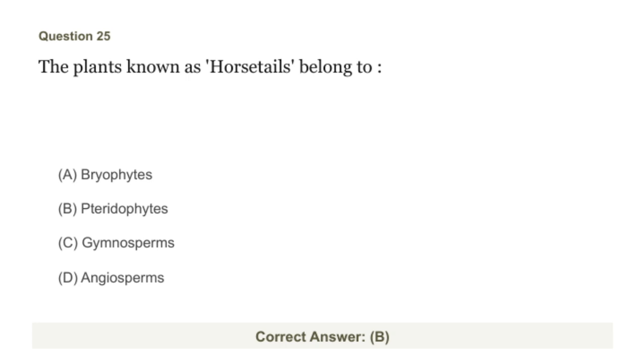They reproduce via spores instead of seeds, which is a key feature of pteridophytes. Understanding these groups helps us see the evolutionary progression of plants, from simpler, non-vascular types like bryophytes to more complex vascular types like pteridophytes, and finally to seed-producing plants such as gymnosperms and angiosperms. Horsetails are a great example of the intermediate stage in plant evolution, showing both primitive and advanced features. So, recognizing horsetails as pteridophytes connects nicely to our overall theme of plant diversity and evolution.